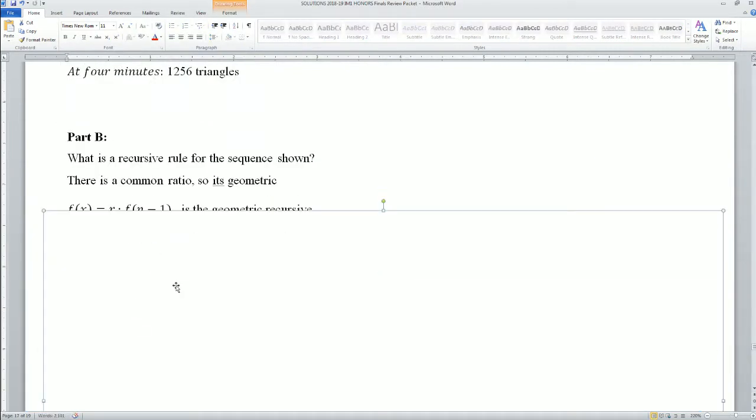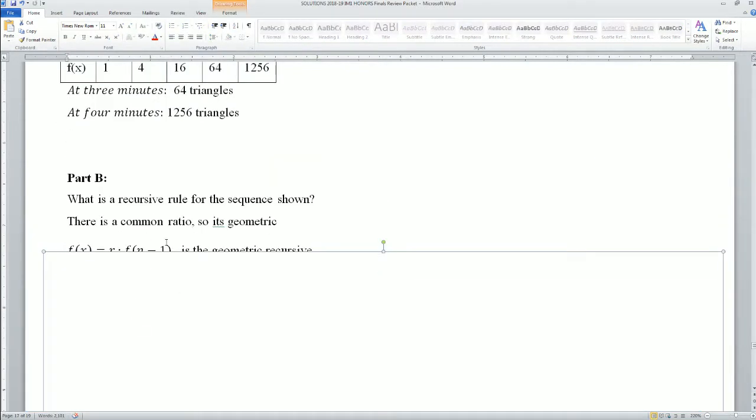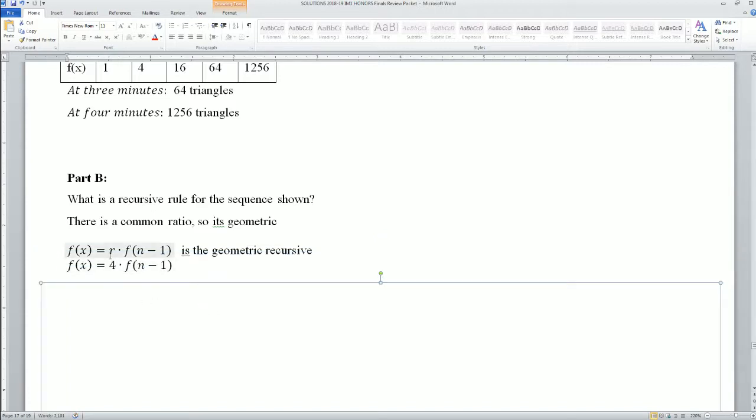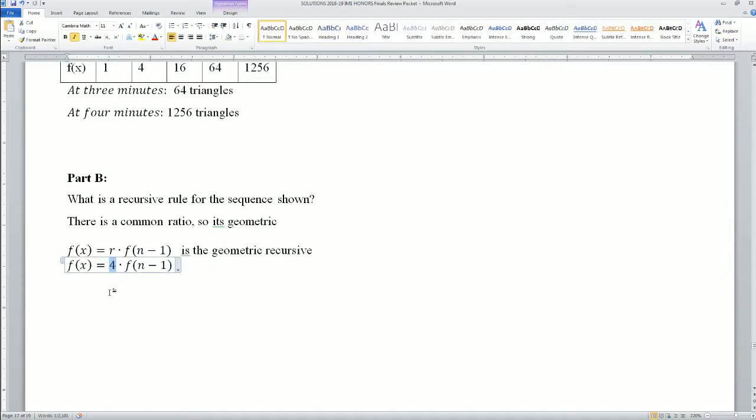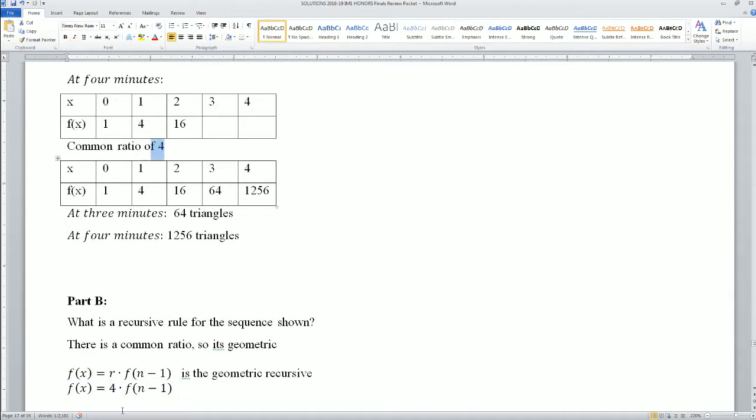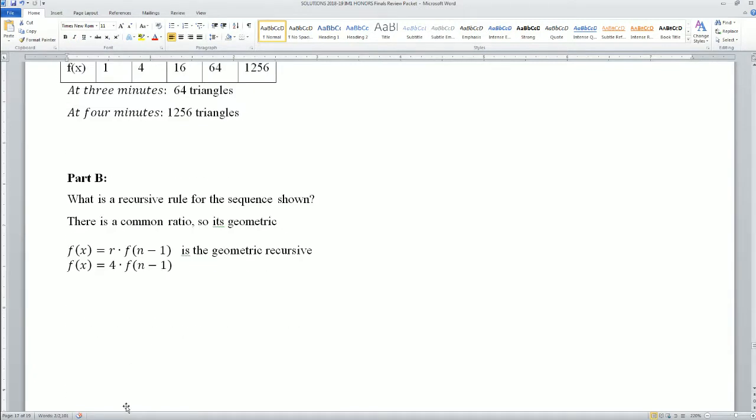Let's look at the next one, part B. What is the recursive rule for the sequence shown below? There is a common ratio, so it is geometric. So you have f of x equals r times the previous function. This is a geometric recursive equation. So f of x equals 4 times the previous term. 4 is your common ratio. There you go. That would be how the recursive looks like.